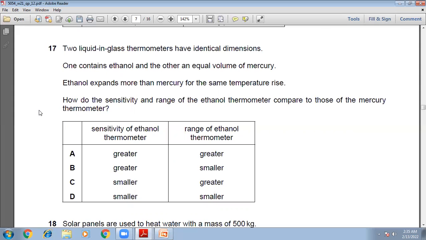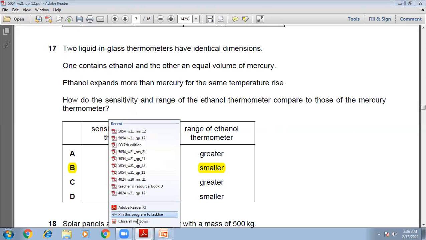The one that expands more will be more sensitive and its range will be smaller. The thermometer with ethanol, which expands more than mercury, will be more sensitive and its range will be smaller. So the sensitivity of the ethanol thermometer will be greater and its range will be smaller. So I think B is the right answer, sir. B should be the answer.